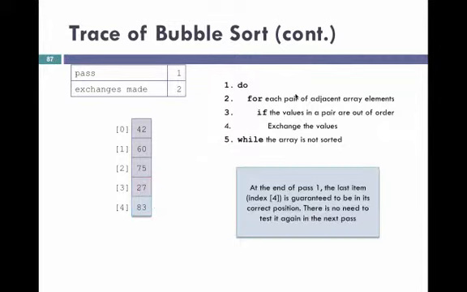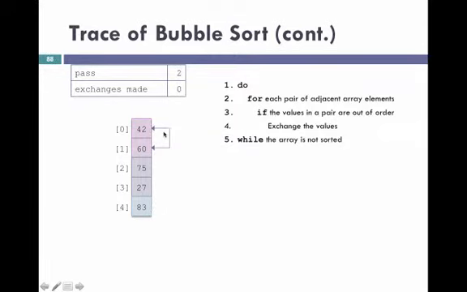Now at this point, once we're done with pass 1, the last item is guaranteed to be in the correct position. It's the largest item. So we don't have to test it again. We've colored it blue to indicate that it's in sorted order, and now we'll go back and repeat the process again. So we go back for pass 2.